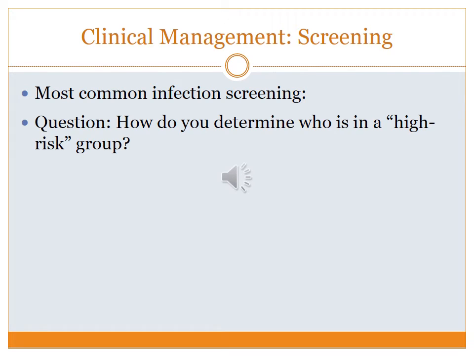Clinical management: screening, the most common infection screening. How do you determine who is in a high-risk group? Sexually transmitted infection is a high-risk group, and tuberculosis screening in high-risk groups. So you want to be looking at those people. So your sexually transmitted infections, your HIV, your STDs, different things like that, and tuberculosis, they're going to be your high-risk group that you're going to make sure that you're screening.